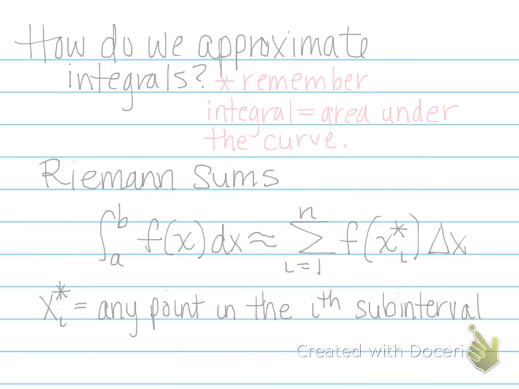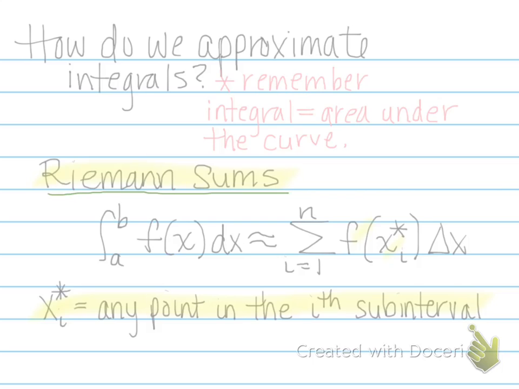So remembering that the integral equals the area under the curve, we've already approximated some integrals using Riemann sums. An integral is actually a limit of Riemann sums as n approaches infinity. A Riemann sum is the sum from index 1 to n of f of x, for any x from that subinterval, times delta x. So we add all these up to find the Riemann sum.